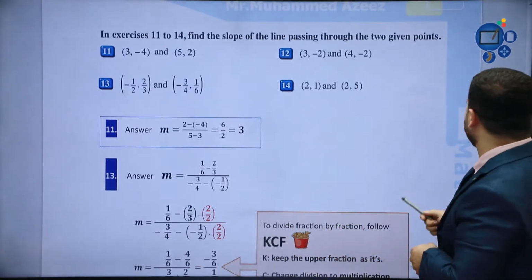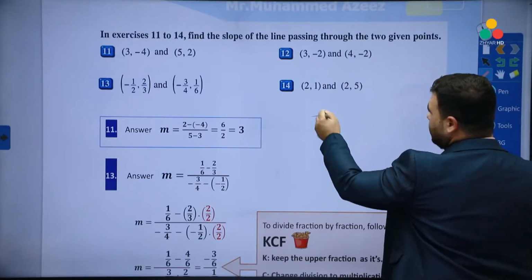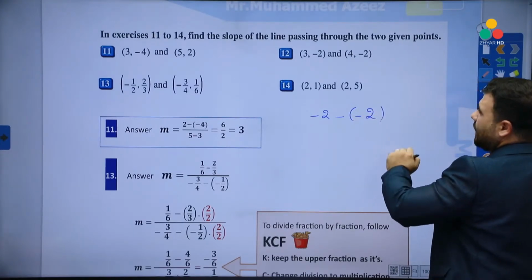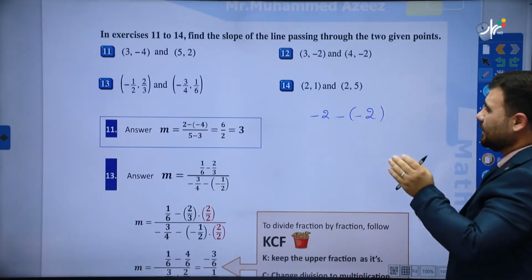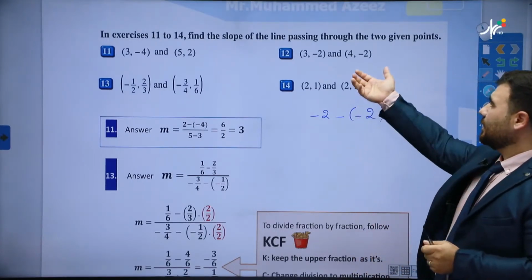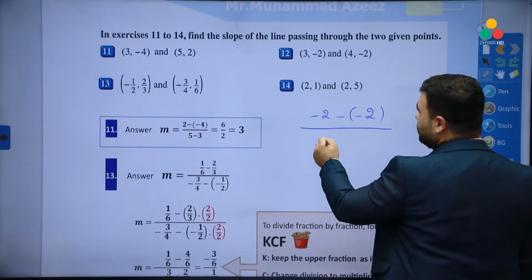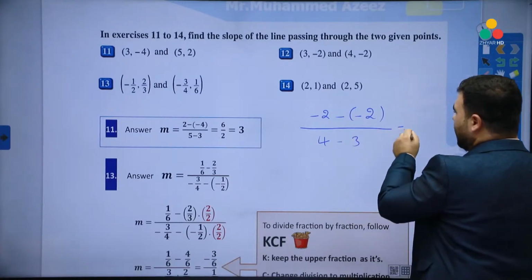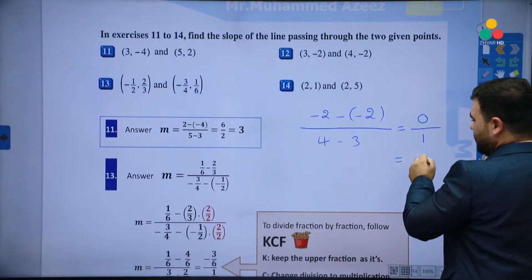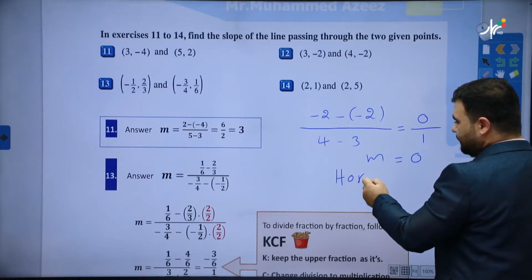12. Let's do 12. y2 minus y1, -2 minus -2. The y value didn't change. What does that mean? We are dealing with some horizontal line. But let's say we are not aware of that. Normally calculate the slope over x2 minus x1, 4 minus 3. I got 0 over 1. 0 over 1 is 0. When slope is 0, the line is horizontal.